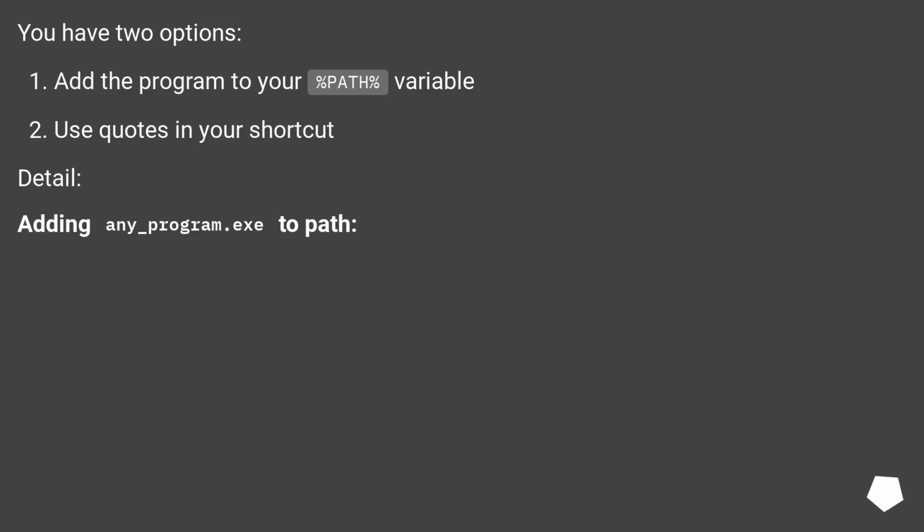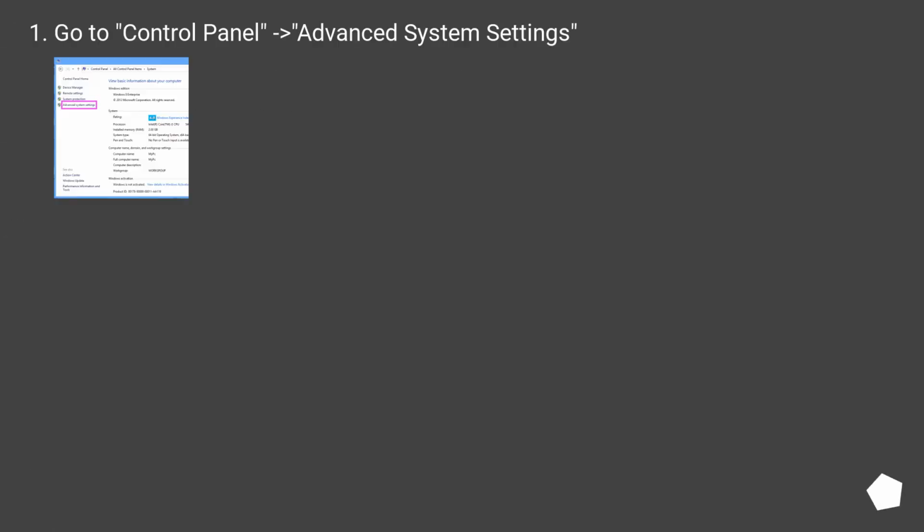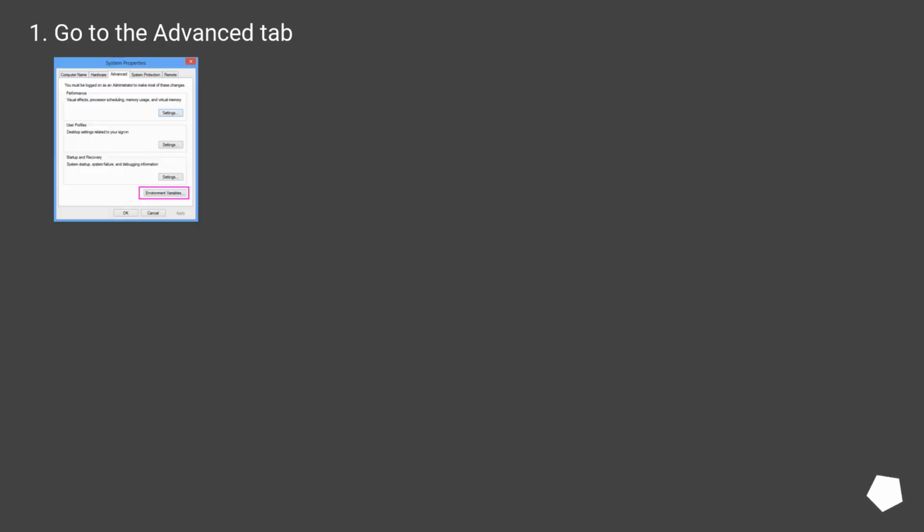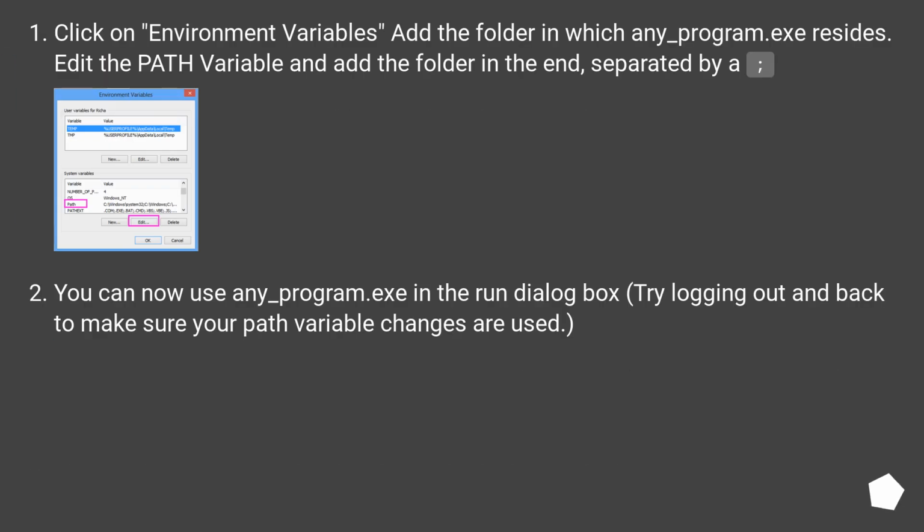You have two options. Add the program to your %PATH% variable. Use quotes in your shortcut. Detail: adding any_program.x to path. You can now use any_program.x in the run dialog box. Try logging out and back in to make sure your path variable changes are used.